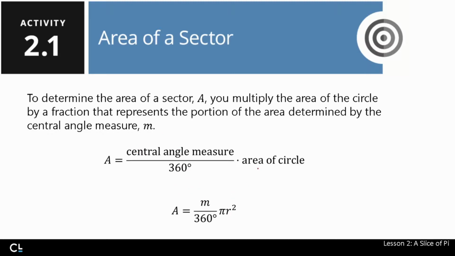So another way to write this is what we have down here, where our area of the circle is this pi r squared, like we saw in the do now. And then m is going to stand for our central angle measure, and we put it over 360. So we get A equals m over 360 pi r squared. Nice and simple. It's nothing too complicated.